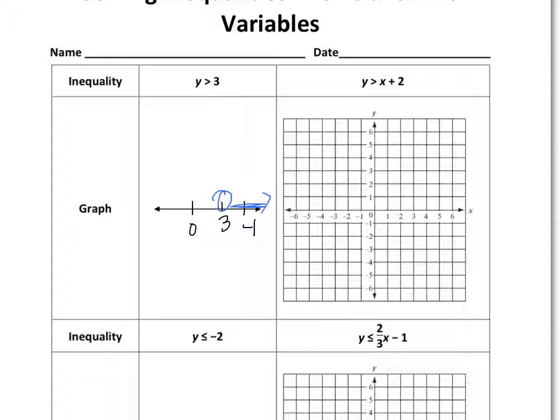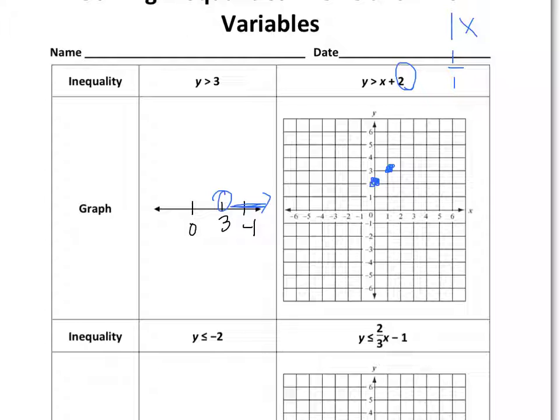So what's a little bit different on the graph to the right is we know that y is greater than x plus 2, okay? So this is in slope-intercept form, so we know that our y-intercept is 2, so I'm going to start at 2. And my slope is 1, because it's 1x, okay? So that becomes 1 over 1. So I'm going to rise 1, run 1.